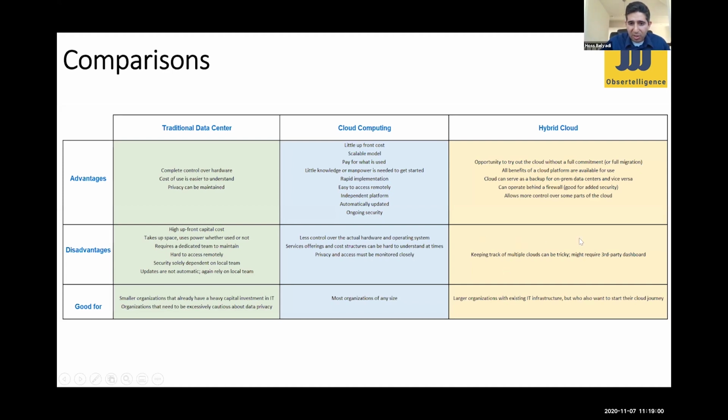Then finally, disadvantages: keeping track of multiple clouds can be tricky and might require a third-party dashboard. As you have more data centers, you have more places, it gets more cumbersome, so you just have to keep that in mind. It's also good for larger organizations with existing IT infrastructure who also want to start their own cloud journey. So with that being said, ladies and gentlemen, thank you so much for listening. If you have any questions, I'll take any questions.